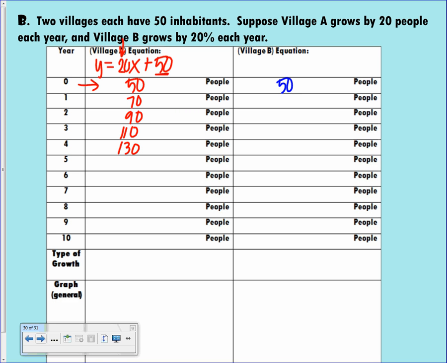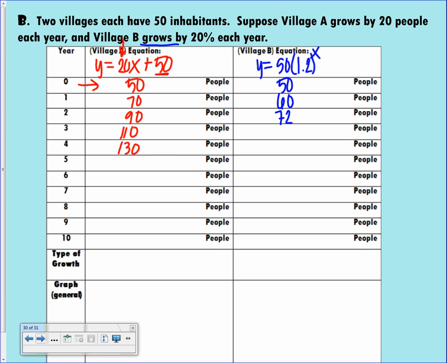So I need to take 20% of 50 and then add that to 50, and that would give me 60 people. Take 20% by multiplying by 0.2, add it to 60. That would give me 72. So we're probably better to write our equation pretty quickly here. I'm going to start with my 50 people, and then 20% would be 1.2 to the x. Again, taking 20%, dividing it by 100, and adding it to 1 because I am growing.